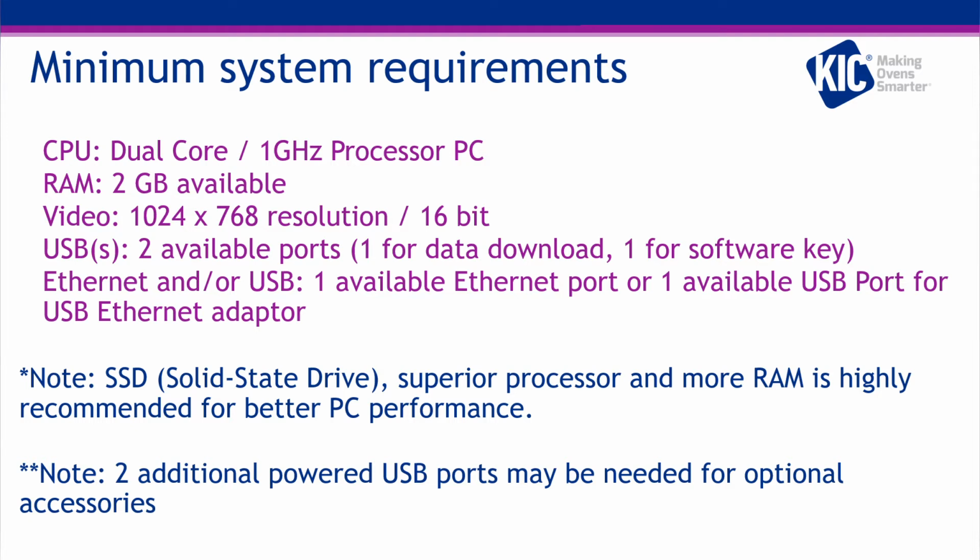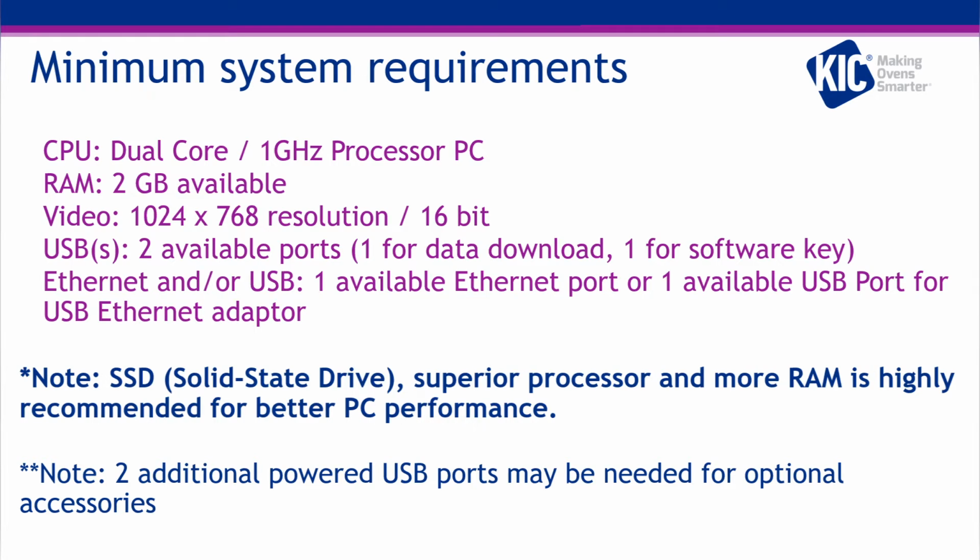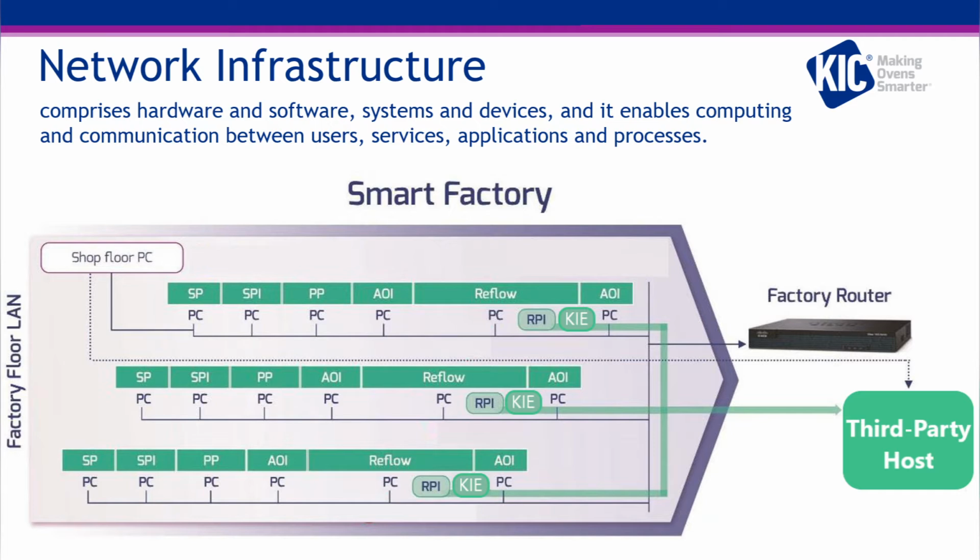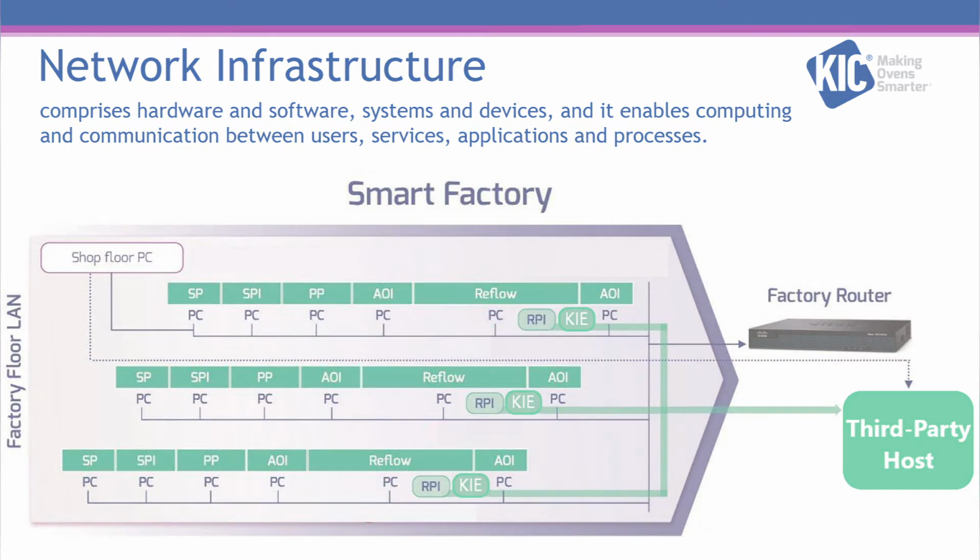Before installing any software, please check the PC requirements in the chart shown here. An SSD, or solid-state drive, superior processor, and more RAM is highly recommended for better PC performance. A network infrastructure is required for KIE functionality. The oven PC should be connected to the customer local network. Network infrastructure can vary widely and is based on customer-specific infrastructure. Please consult with your IT department to ensure that you have the necessary components.